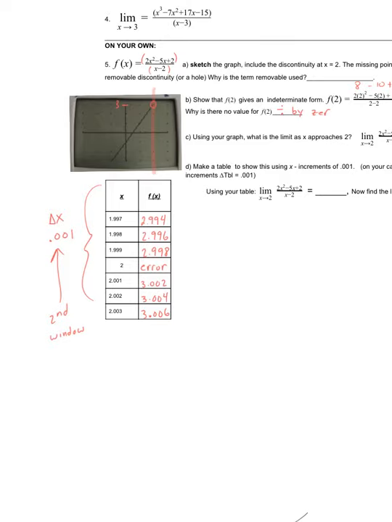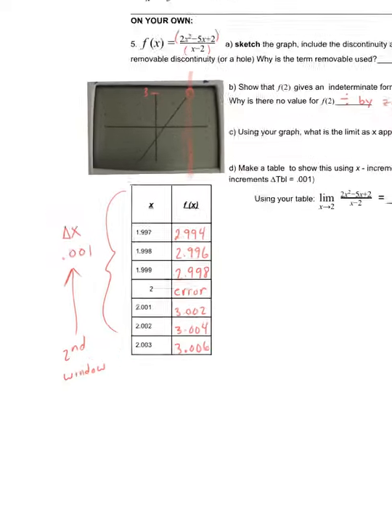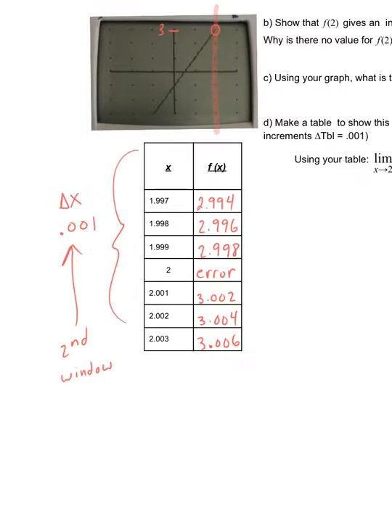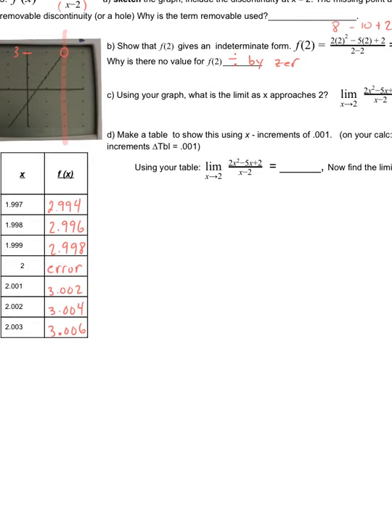Make sure that your table matches, and let's look at what's happening here. Let's look at our x column. As we're getting closer and closer to 2 from the left and from the right, our y values are getting closer and closer to, it looks like, 3. So our table is showing that as x approaches 2, the y values are approaching 3. If you go in very small increments like that, you get really close to your y value. So, using our table, our limit is also 3.